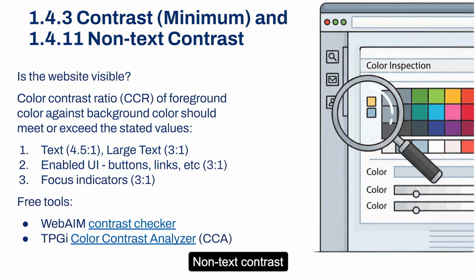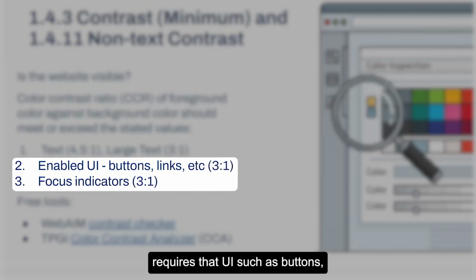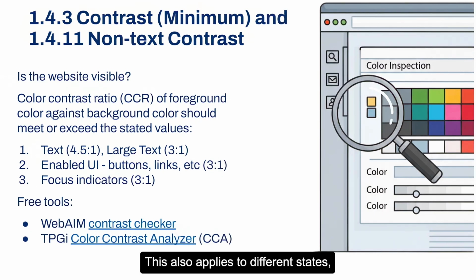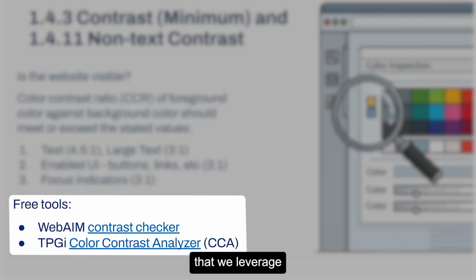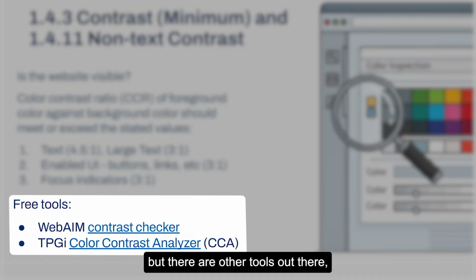1.4.11 non-text contrast requires that UI such as buttons, links, and focus indicators meets a contrast ratio of 3 to 1 against the background. This also applies to different states. For example, selected states or other states that might be present. I've listed some great free tools here that we leverage to measure contrast ratios internally at Workday, but there are other tools out there, and by no means should these be the only ones that you're considering using.